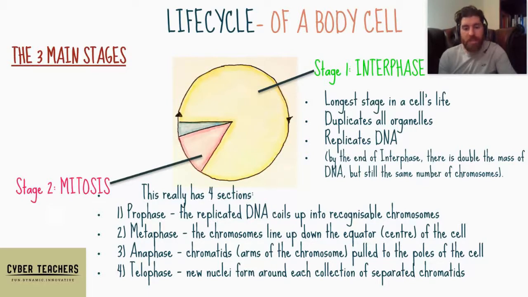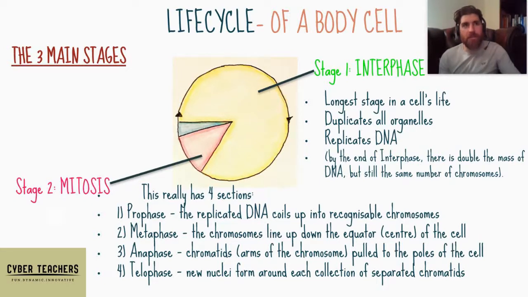The next stage is metaphase. That's where the spindle fibers that are formed, these protein strands, grab hold of the centromere of the chromosome and they line the chromosomes up along the center of the cell, which we call the equator, like the equator of the planet. The next stage within mitosis is anaphase.